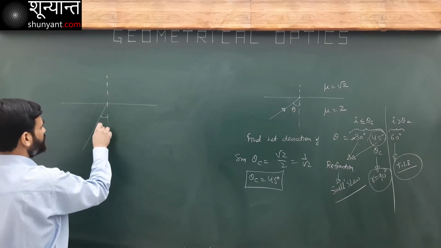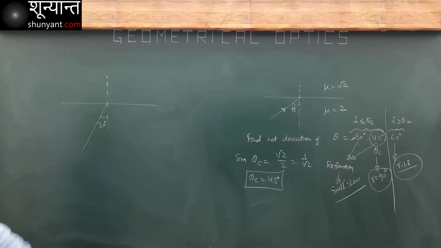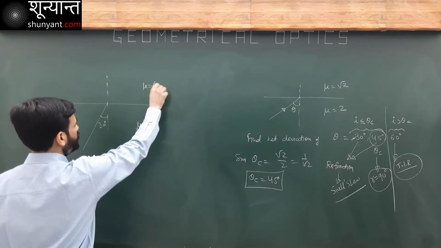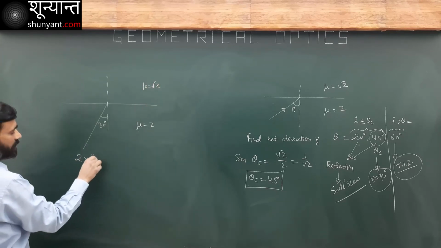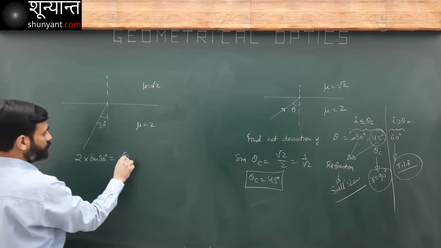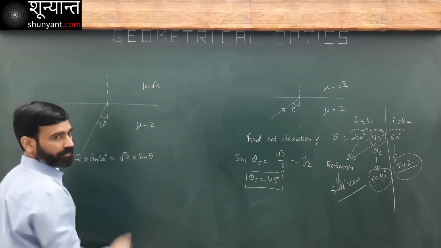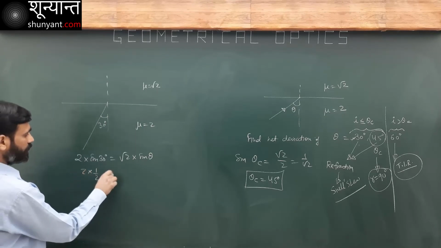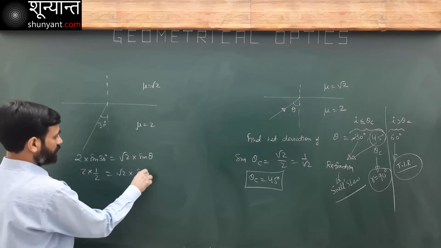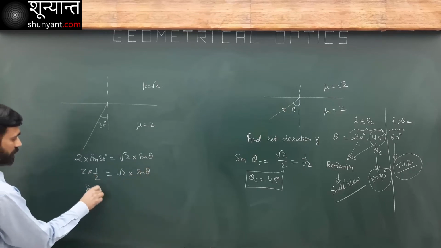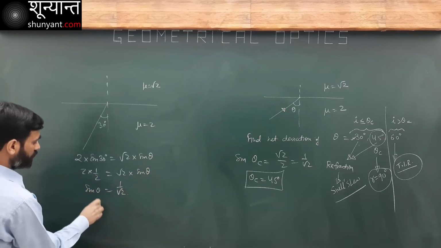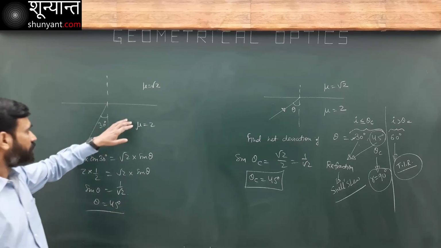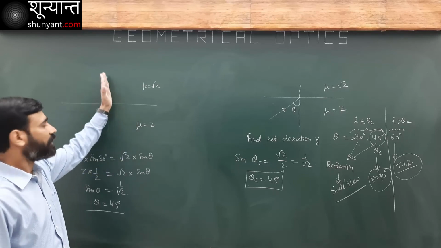This is 30 degrees. This mu is 2, and this mu is root 2. I will write 2 sine 30 is root 2 sine theta, in this other medium. So this becomes 2 times half is root 2 sine theta, so sine theta becomes 1 over root 2. Theta is 45. It is more than 30, of course, because the light is going from denser to rarer. It will bend away from the normal.